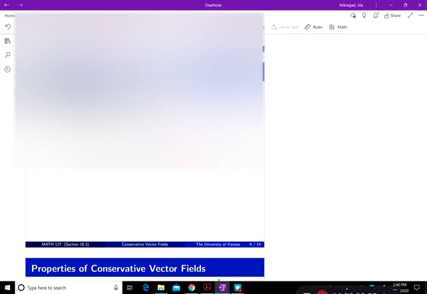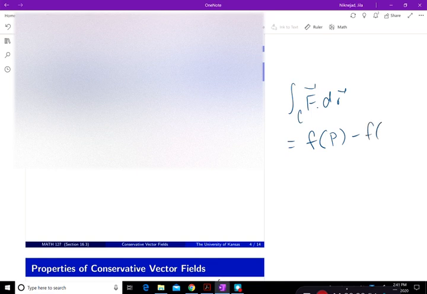Remember, the fundamental theorem says if the field is conservative, then there is a potential function. So what you do is you evaluate the vector line integral by plugging in the endpoints and subtracting in the scalar potential, which is sort of an antiderivative of F. And so in here, when P and Q are the same, this is going to be 0.